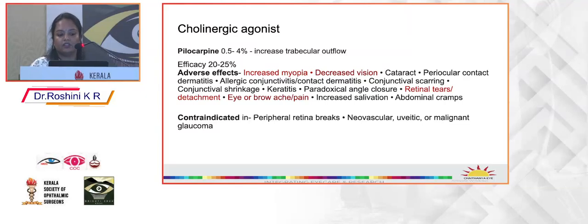Cholinergic agonist in use is pilocarpine. It increases the trabecular outflow. Adverse effects are increased myopia, decreased vision, brow ache, and retinal tears and detachment in predisposed cases. Contraindicated in peripheral retinal breaks, and is pro-inflammatory, hence not used in neovascular glaucoma and uveitic glaucoma, and also in malignant glaucoma.